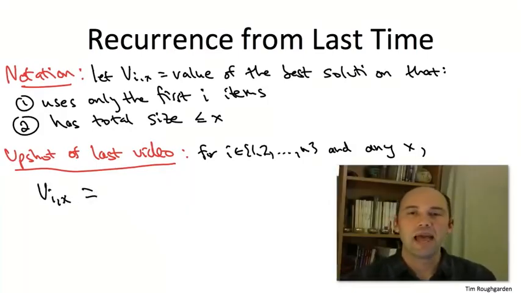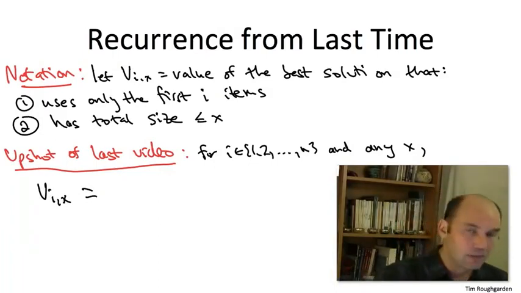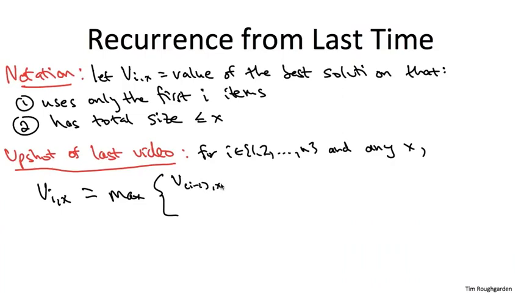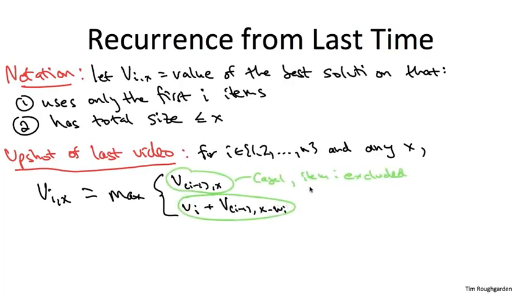So V sub i comma x, the optimal value for the current subproblem, is the better of the two possibilities, so we take a max. The first possibility is just the optimal solution with the same capacity and one fewer item. We're using that solution. The second one is you commit to using item i, you gain value v sub i, and you combine that with the optimal solution using the first i minus 1 items and the reduced capacity of x minus the weight of the current item.